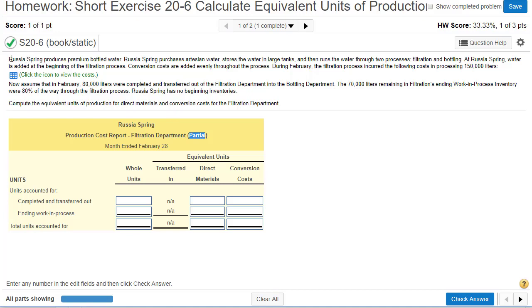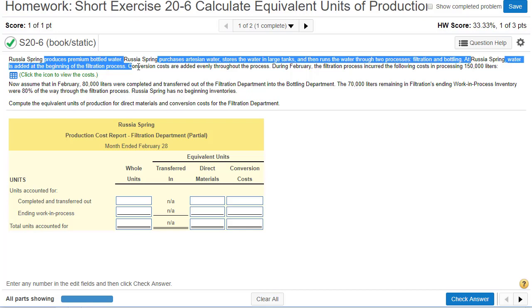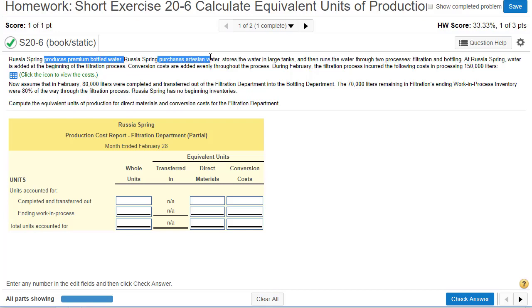So Russia Springs produces premium bottled water. Russia Spring purchases artesian water, stores the water in large vats, and then runs the water through two processes, filtration and bottling. Now remember, we're only doing the filtration, so this is the first department. Because it's the first department, there are no units transferred in. That's why we have NA here, which means not applicable.